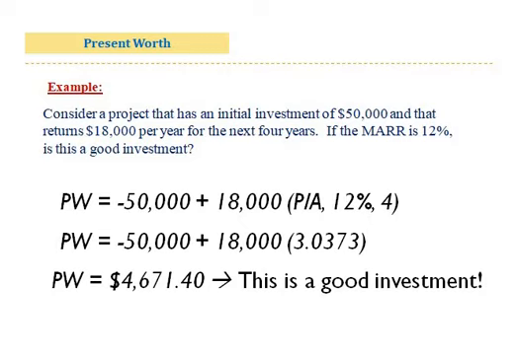Consider that a project has an initial investment of $50,000 and that it returns $18,000 per year. "Per year" is your keyword to know that this is an annuity, for the next 4 years, which is your period. If the MARR is 12%, is this a good investment?